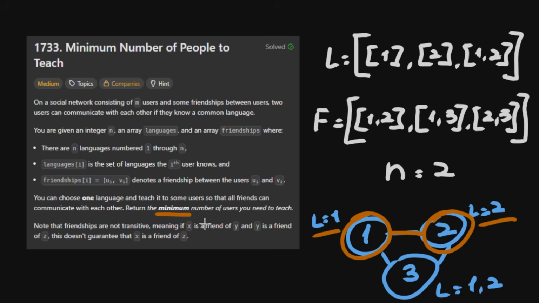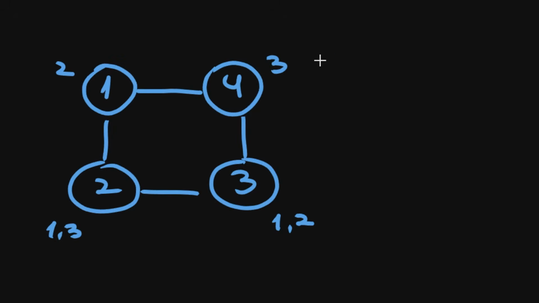We need to return the minimum number of users that we need to teach so that all friends can communicate with each other. So in this case, we can teach this one language 2, or we can teach this one language number 1. Given that the minimum number of users we need to teach is 1, we can just return 1 in this case. Now let's say we're given the input corresponding to this graph.